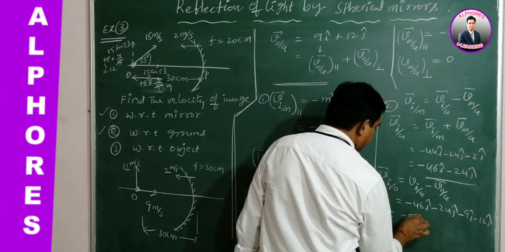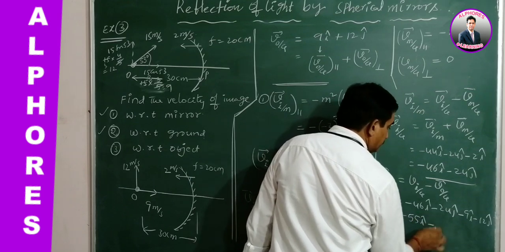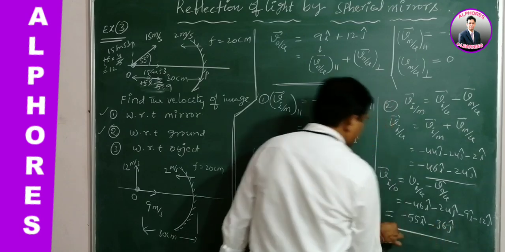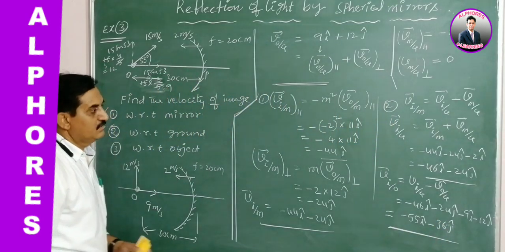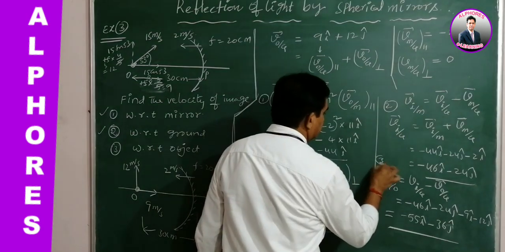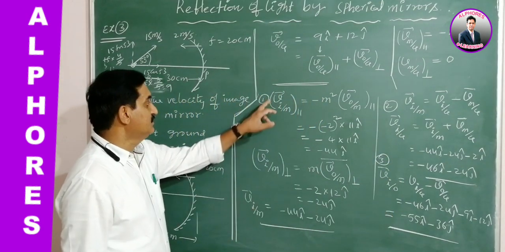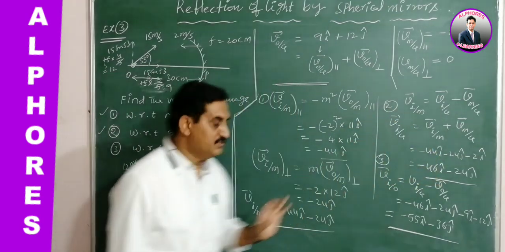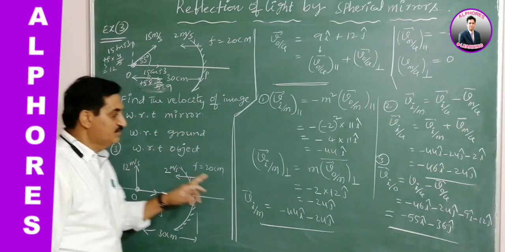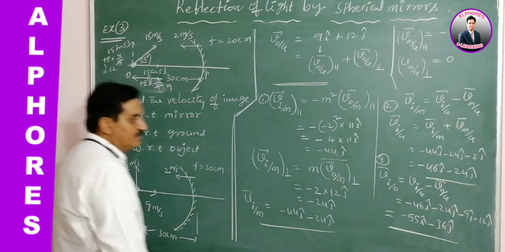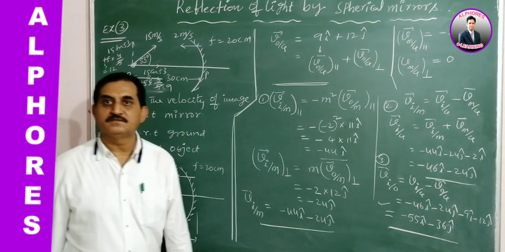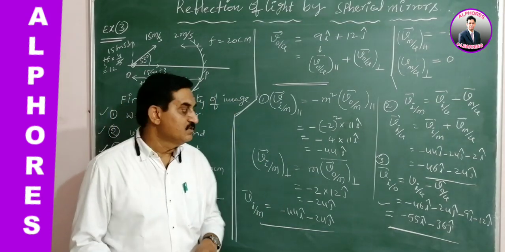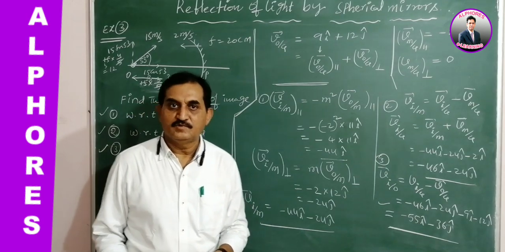So which gives us how much? 46 minus, 55 i, so minus 36 j. So this is the answer for the third question. So this is first question over, and this is second question solution. It's over, and third question solution, it is also over. So this is the final answer. So this is the way to find velocity of image in the spherical mirror. Okay. Next, go.